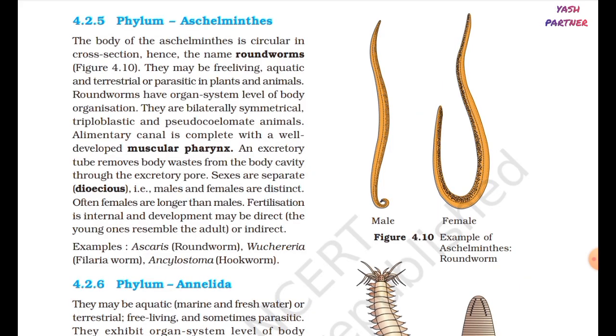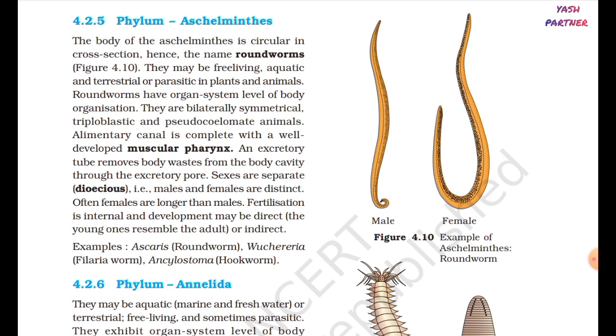4.2.5 Phylum Aschelminthes. The body of the Aschelminthes is circular in cross section, hence the name roundworms, Figure 4.10. They may be free living, aquatic and terrestrial, or parasitic in plants and animals. Roundworms have organ system level of body organization. They are bilaterally symmetrical, triploblastic, and pseudocoelomate animals. Alimentary canal is complete with a well developed muscular pharynx. An excretory tube removes body wastes from the body cavity through the excretory pores.